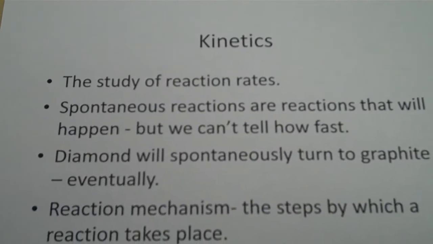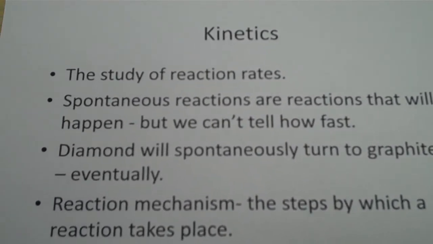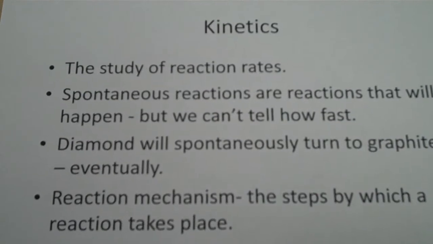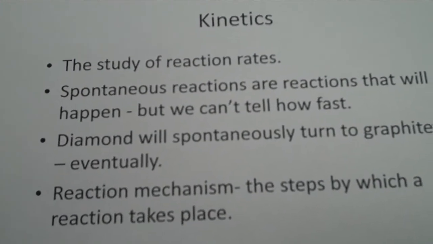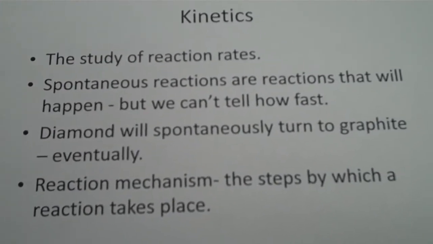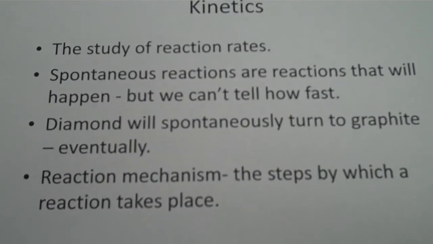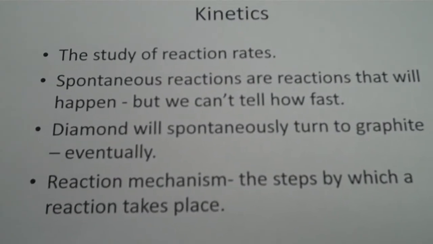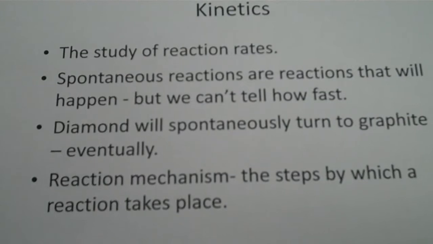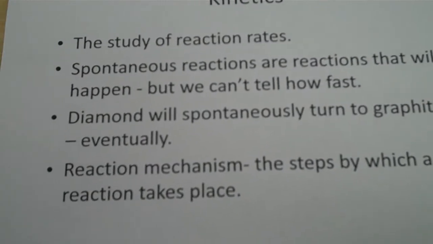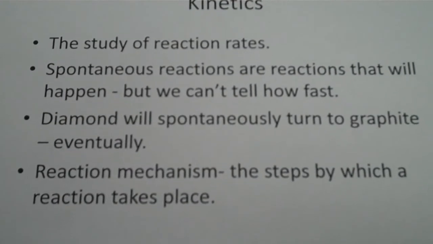This is Chapter 18. We're going to talk about kinetics, which is the study of reaction rates. This whole chapter is about rates. Spontaneous reactions are reactions that will happen, but we can't always tell how fast they're going to happen. Diamonds will spontaneously turn to graphite, eventually. And reaction mechanisms are the steps by which a reaction takes place.